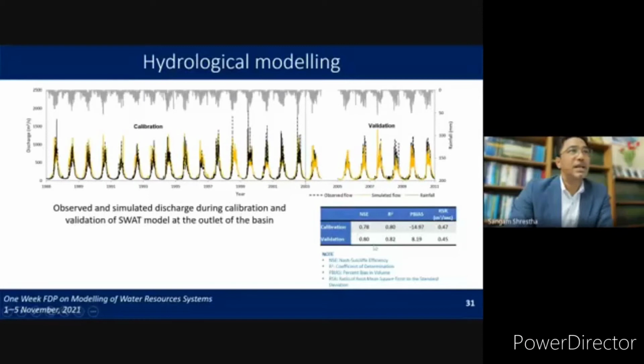all of the statistical indicator values are quite high. For NSE, if it is close to 1, we assume that the model perfectly simulates the flow. Again, for R square, if it is close to 1, we also assume that the model simulates the flow very accurately. And the lesser the value of PBIAS and RSR, the better the performance of the model. Okay, if the model has a PBIAS of plus or minus 15%, we say that the model is simulating the flow very well.